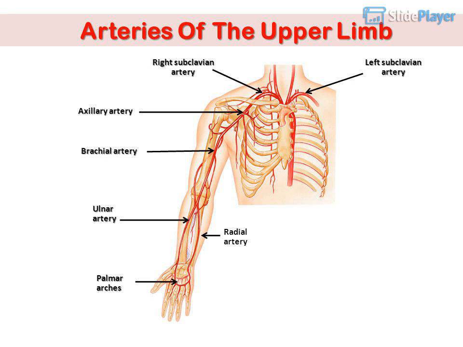Arteries of the upper limb. Right subclavian artery. Left subclavian artery. Axillary artery. Brachial artery. Ulnar artery. Radial artery. Palmar arches.